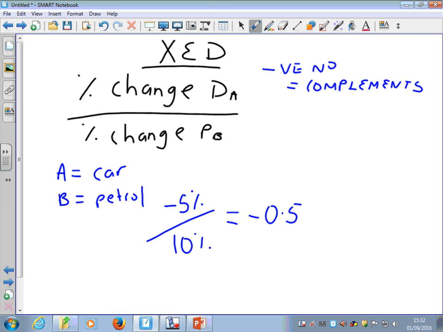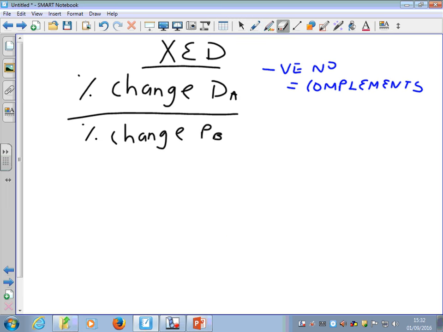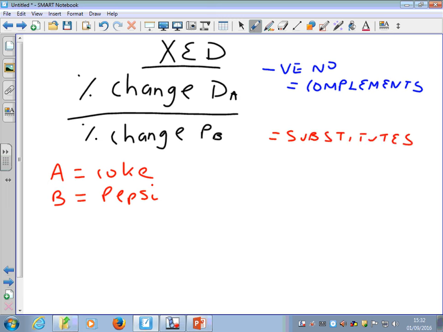Let's take another little scenario. What I'm going to think about now is A being Coca-Cola and B being Pepsi. Now what you hopefully realise is what we've got here are substitutes, competing goods. So what you would expect now, if Pepsi were to increase their prices, is that this time the demand for Coke would increase.